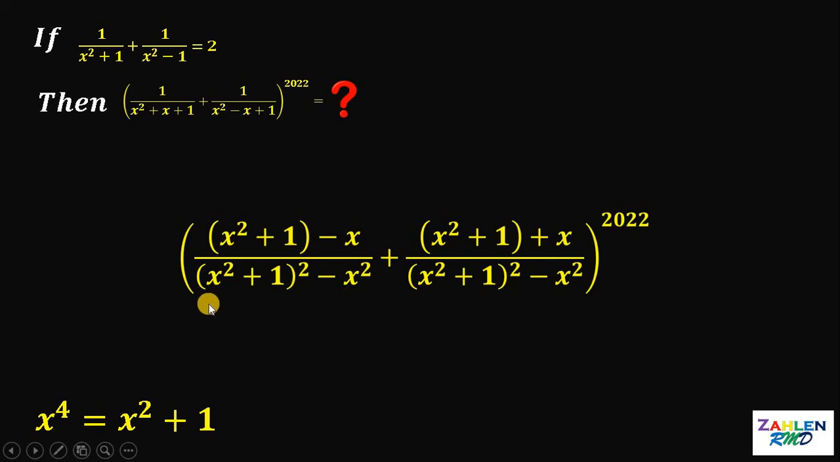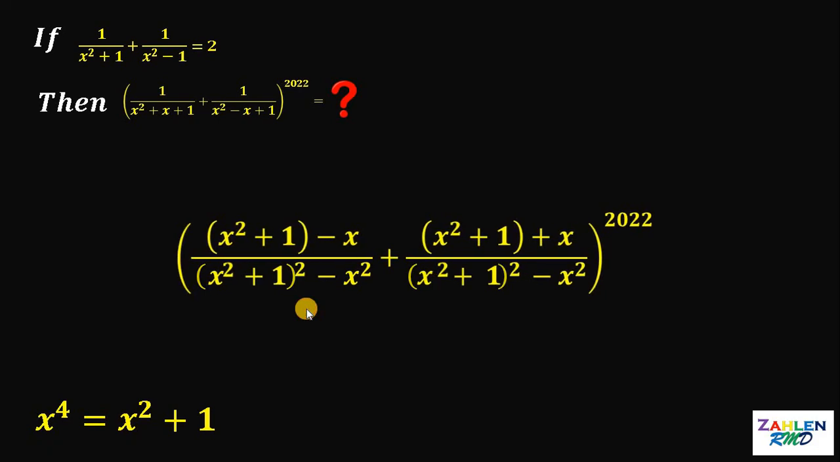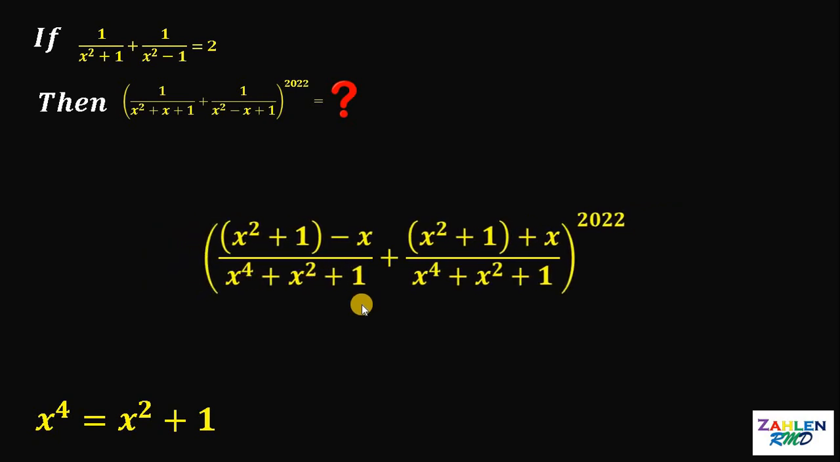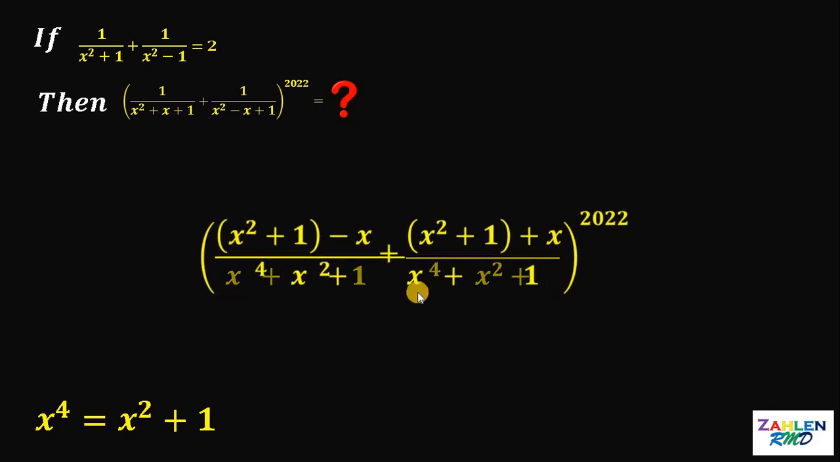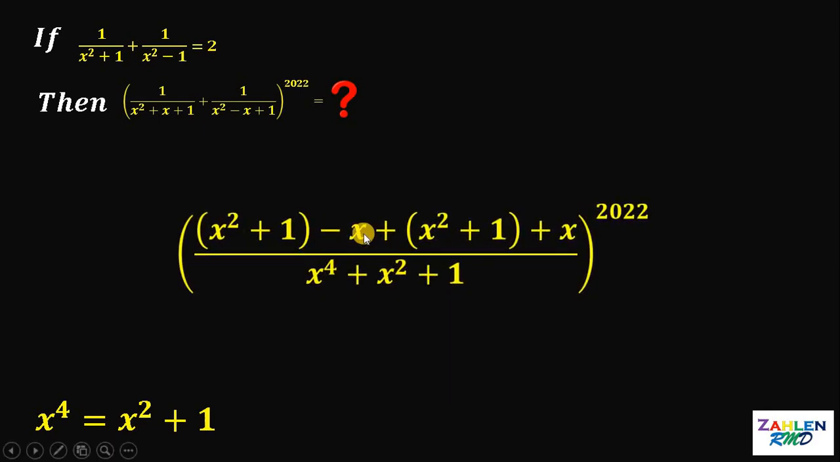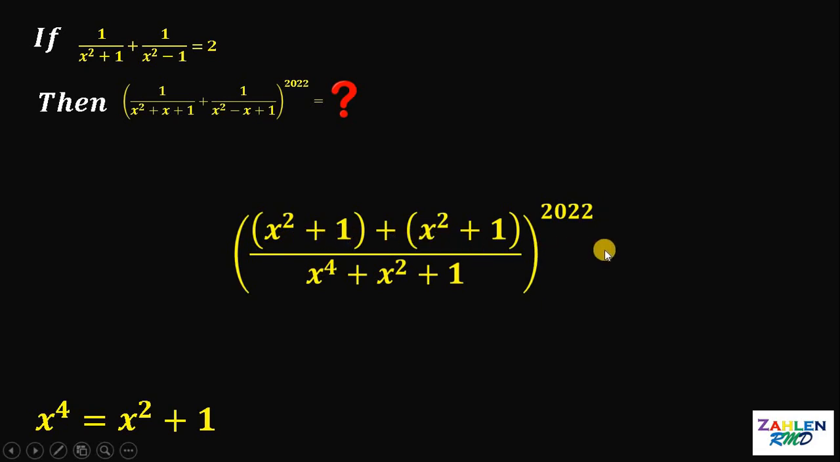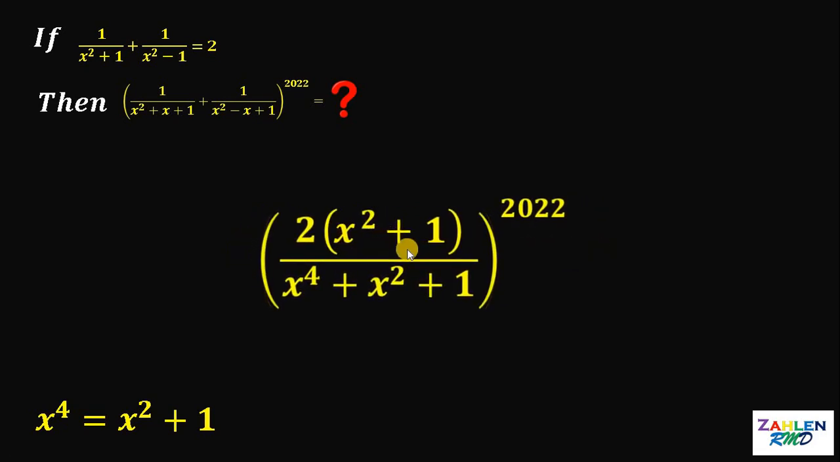Now, let's simplify. (x² + 1)² gives us x⁴ + 2x² + 1, and don't forget to subtract x². Now, 2x² − x² gives us x². At this point, let's combine these two fractions. We get (x² + 1 − x) + (x² + 1 + x). Negative x and positive x cancel out. x² + 1 plus x² + 1 gives us 2(x² + 1).